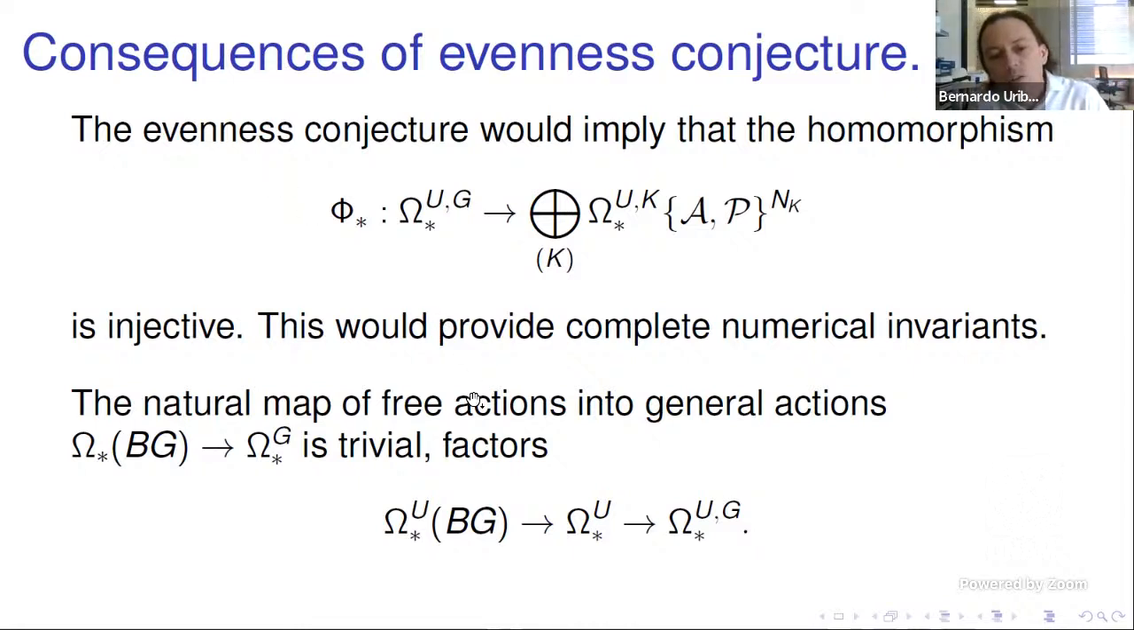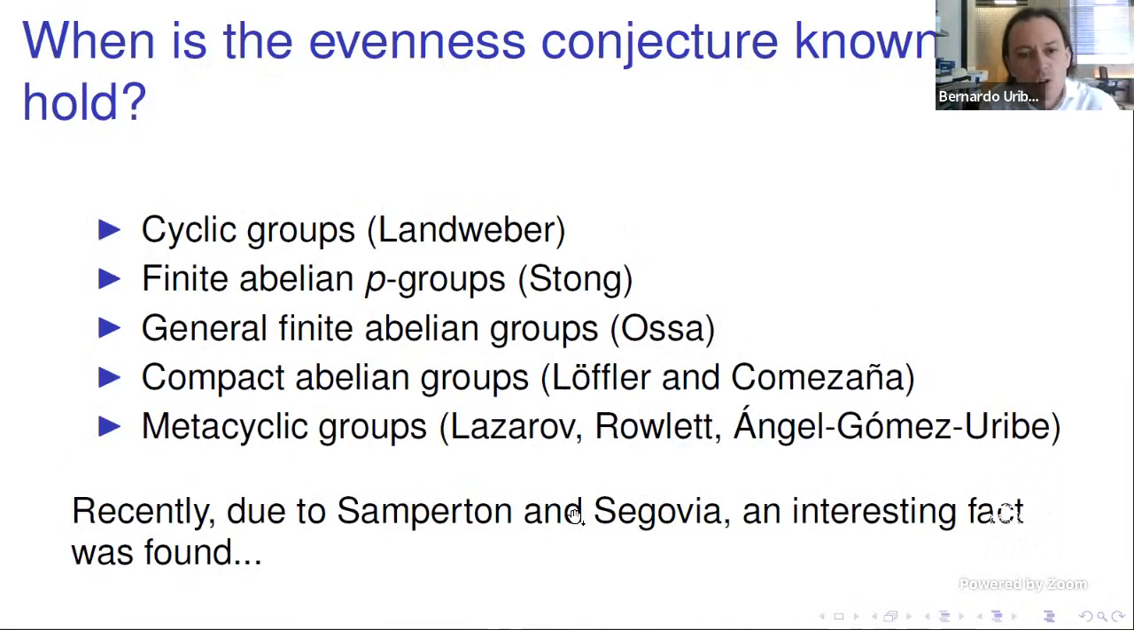And that was somehow the original idea that Carlos pursued to show that this conjecture might be false. Let's try to construct a manifold with a free action that is unitary, which doesn't bound equivariantly. So the conjecture is true for the groups I said before, by Landweber, Stong, Ossa, Löffler, Comezaña, and many others, but as I said, recently is 2 years ago, but I'm old, so since I'm old, recently is many years ago.